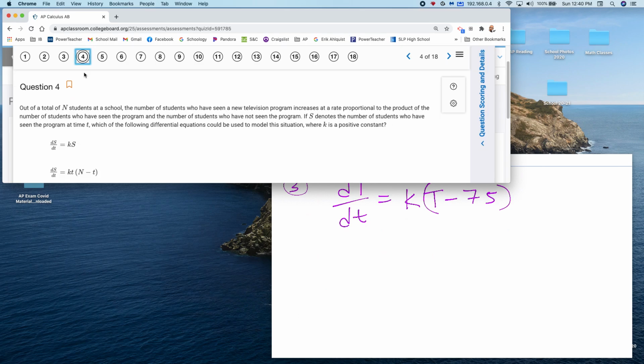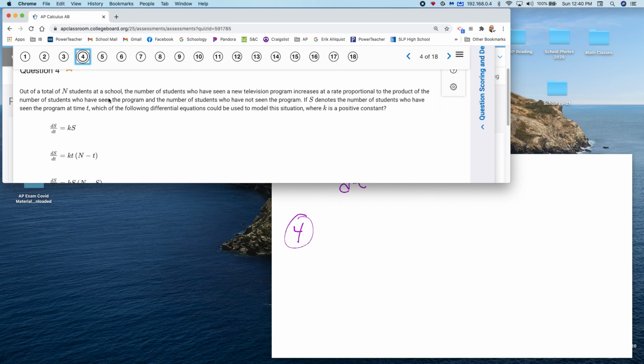All right, let's go to number 4. Number 4, a total of n students at school. The number of students that have seen the television program increases at a rate proportional to the product of the number of students who have seen the program and the number of students who have not seen the program. If S denotes the number of students who have seen the program and T denotes the students, which of the following differential equations could be used to model this situation?